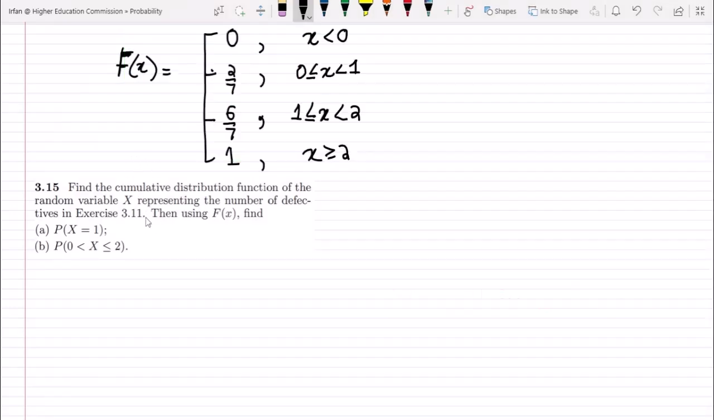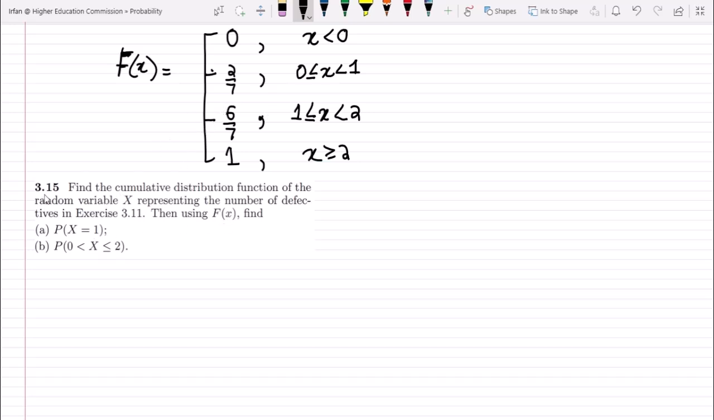So this is the exercise problem from Probability and Statistics for Engineers and Scientists by Walpole, chapter 3, exercise problem 3.15. Previously we have seen the CDF plot of question 3.11.